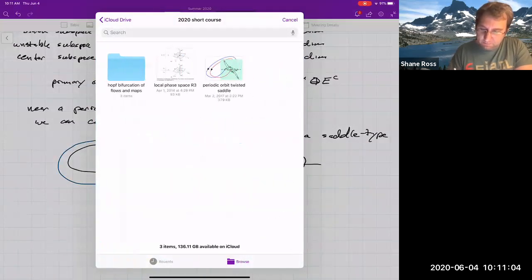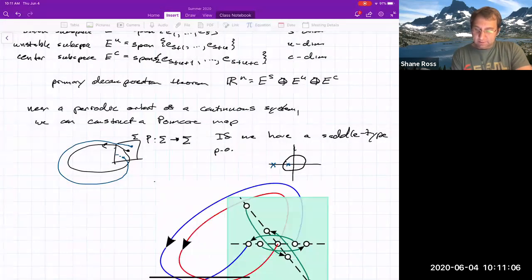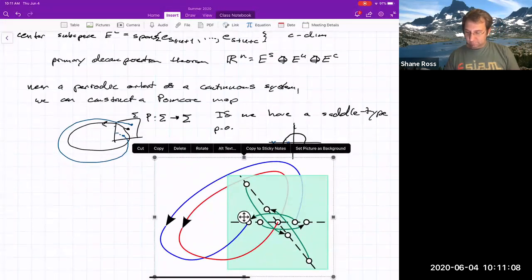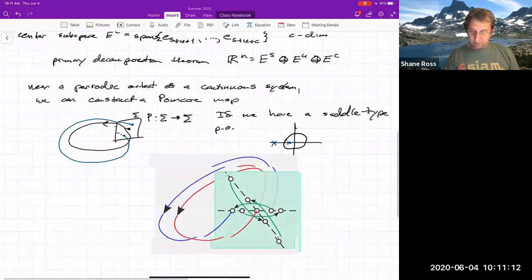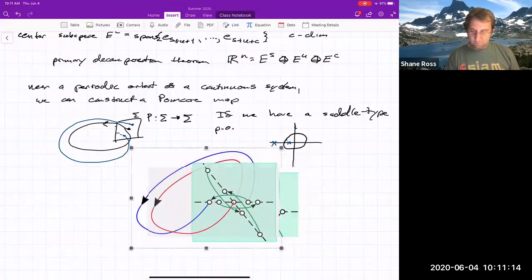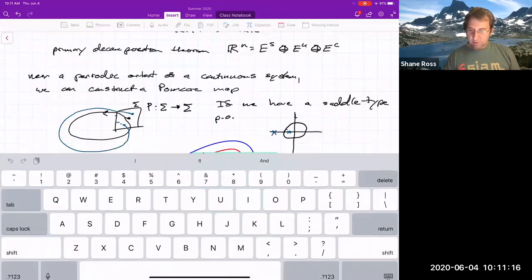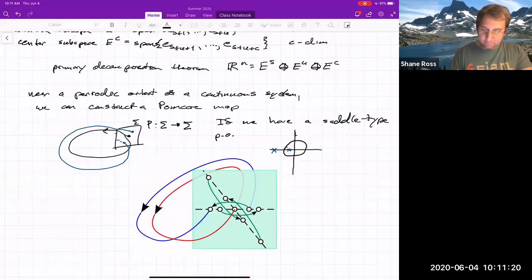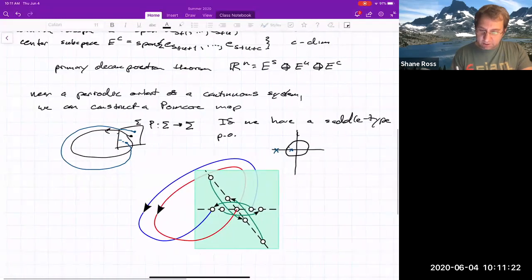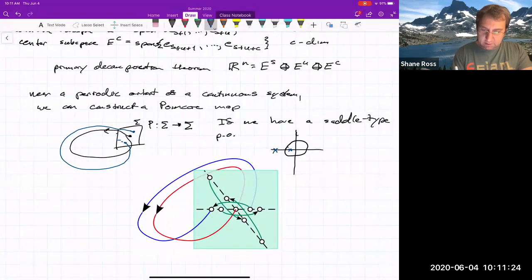There you go. Made it so big, but I think this gives you the idea. Oops. So this is our Poincaré section. What I'm drawing here is the same as that.